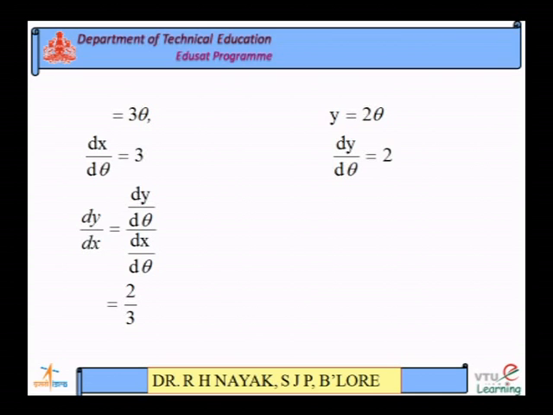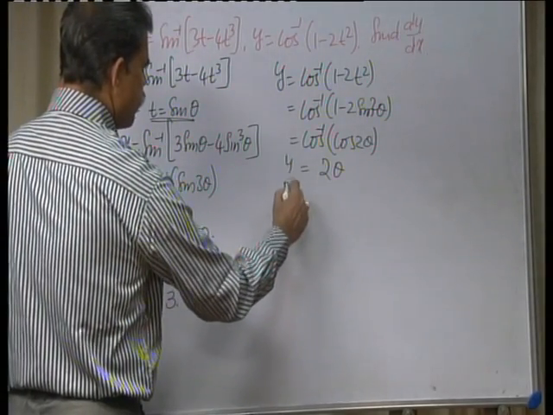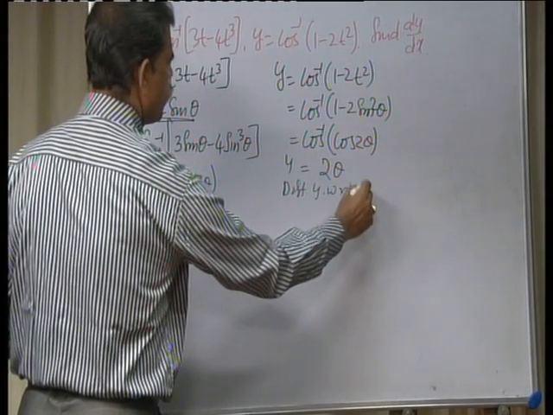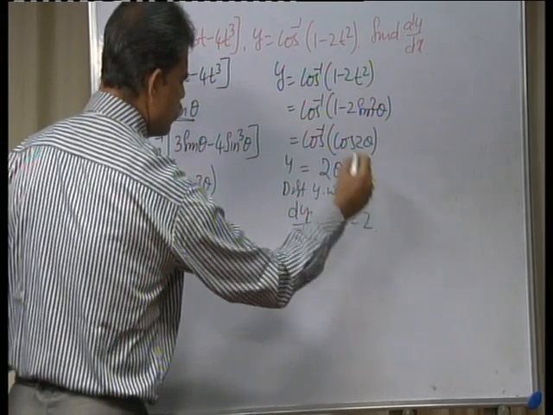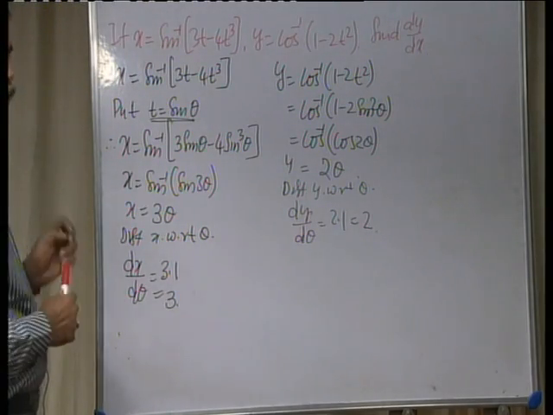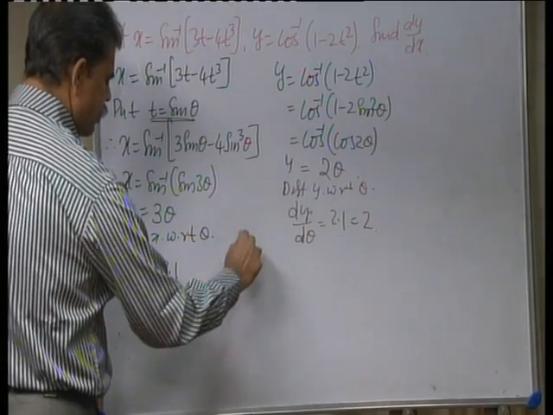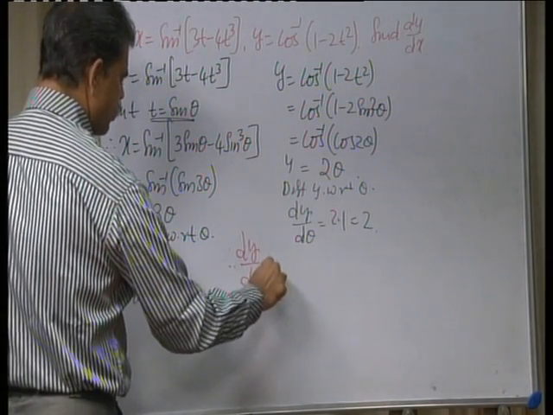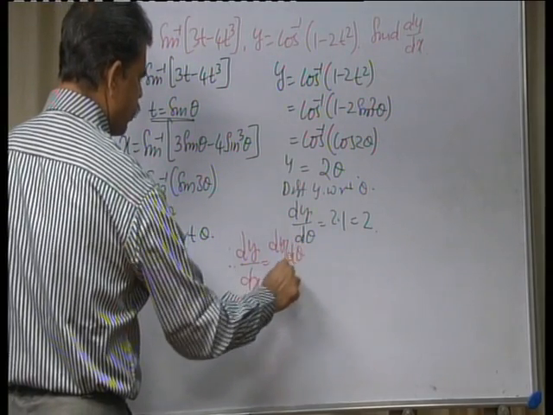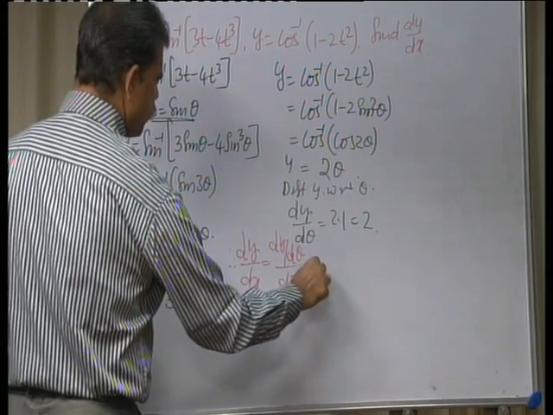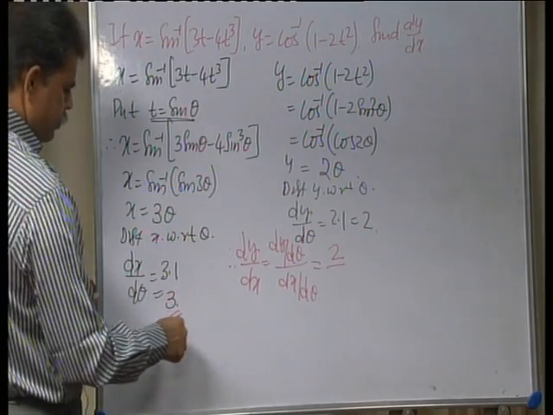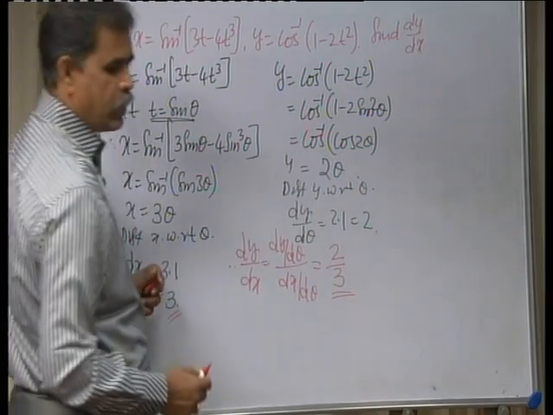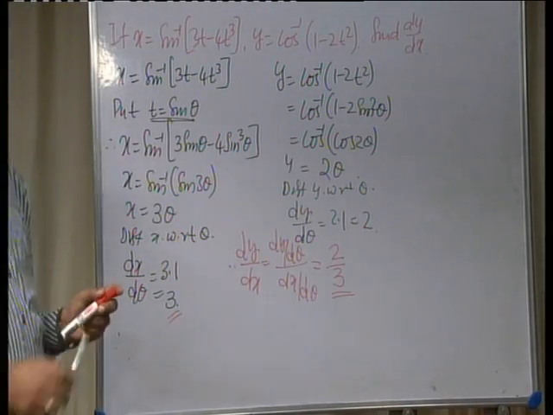Therefore, dx by d theta is equal to 3 into 1, which is 3. Differentiate y with respect to theta. You will get dy by d theta is equal to 2 into 1, which is equal to 2. Finally, we can find dy by dx. dy by dx is equal to dy by d theta divided by dx by d theta. dy by d theta is 2, dx by d theta is 3. The answer is 2 divided by 3, which is the derivative of the given function.